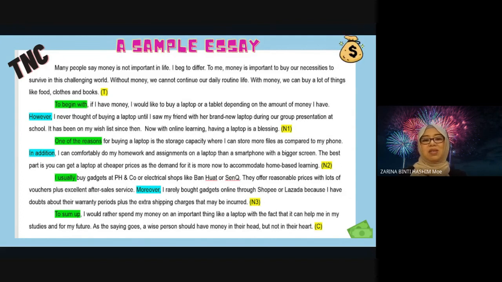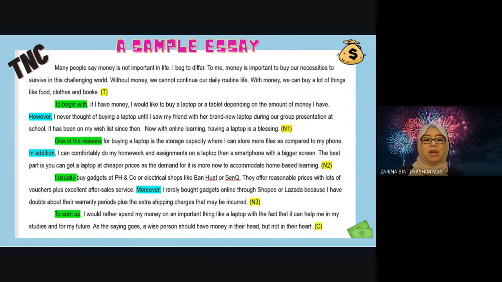Okay. So apa-apa point yang kamu bagi mesti ada reason. Ini sampel part 2 punya essay. Macam part 1 tak perlu ada alasan pun. Just bagi je point-point, tak perlu ada alasan. Part 2 kena ada reason. Okay, itu beza dia. So dengan ada reason tu, barulah kamu punya essay tu boleh expand, boleh panjangkan.